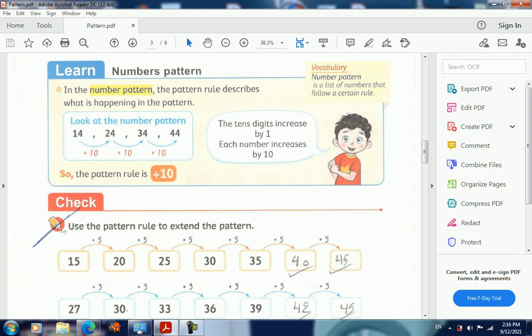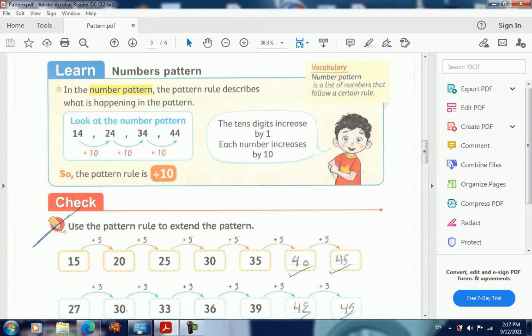Okay, so in the number pattern, the pattern rule describes what's happening in the pattern. Let's look at the number pattern. We got 14, 24, 34, and 44. What happens? The number 14 turns into 24. How can this happen? We added 10. Then this 24 became 34, so this means we added another 10. Then the rule is to add 10 each time. So to the 34, you add 10, and it becomes 44.